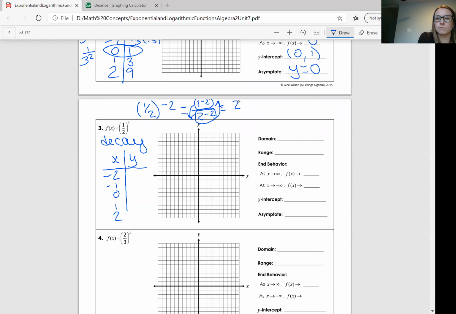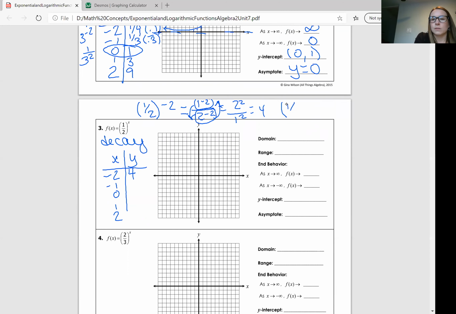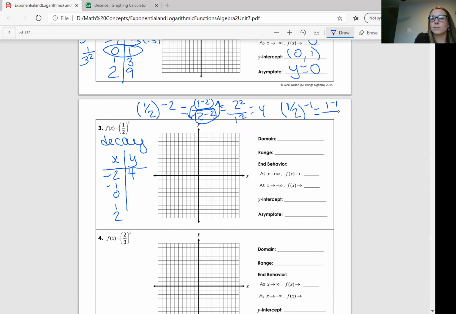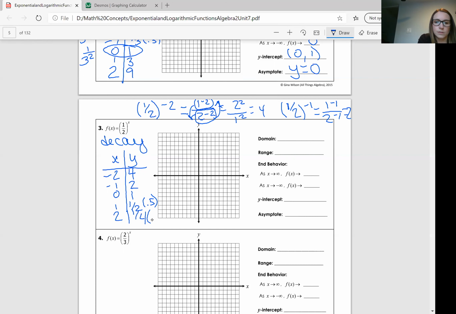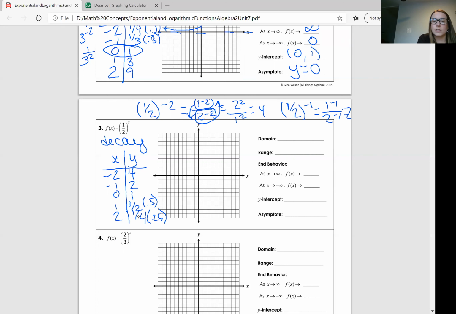Sorry, my handwriting's super messy on this. Same thing with a -1. You'll have 1/2 to the -1st, which is 1 to the -1st over 2 to the -1st. Flip it and you'll get 2. Anything to the 0 power is 1. Anything to the first power is itself. So that's 1/2 or 0.5. All right. And then 1/2 squared would be 1/4, which is 0.25. Okay. And you don't need both of these.